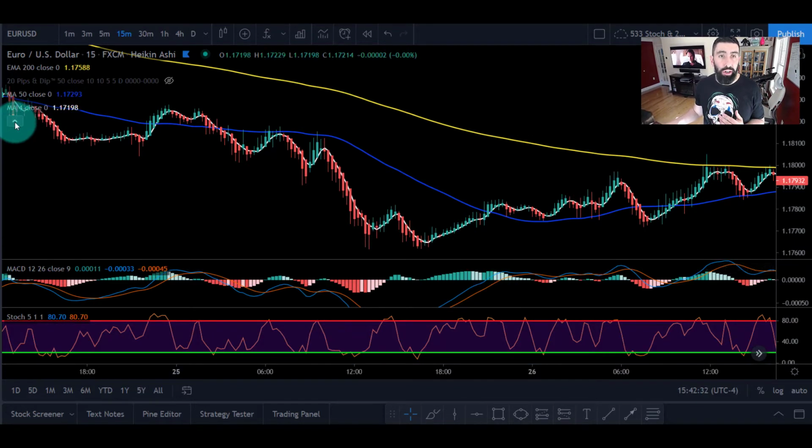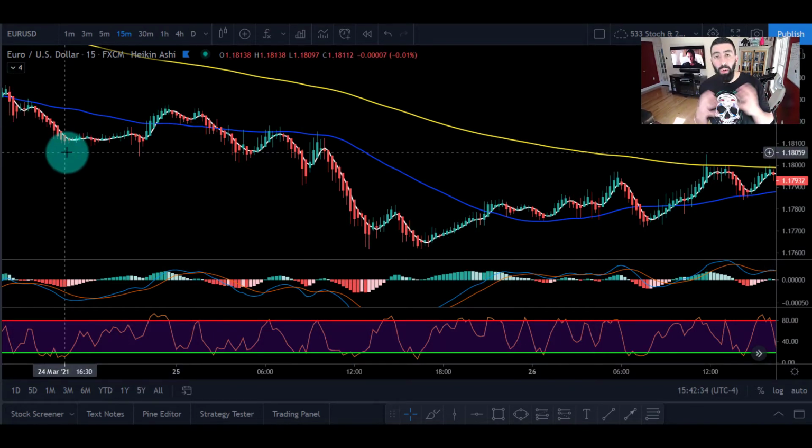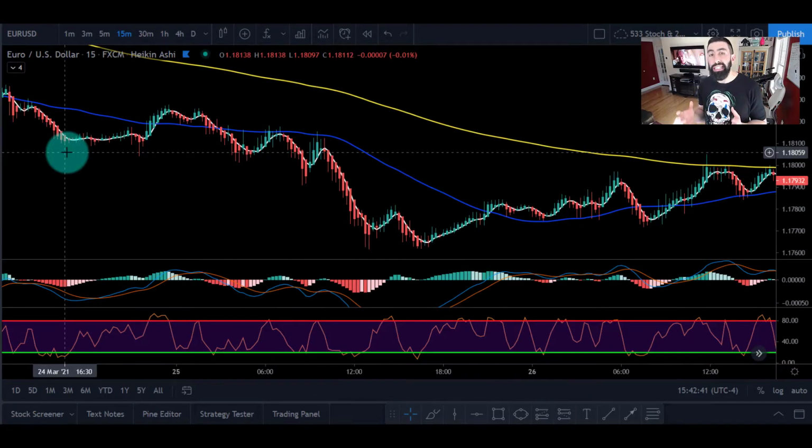Now that we have our chart set up, how do we apply what we have here into the strategy and into placing trades? So the first thing that we want to do is identify the trend that we are in. This is going to be very important, guys, because the trend that you're in is going to determine what types of trades you're going to be looking for.